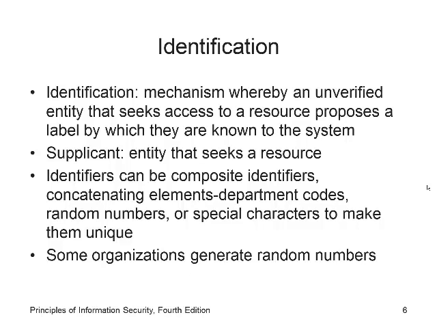Okay. The supplicant is the entity that seeks a resource, so you want to have access to something. You want to have access to the data, so you'd be the supplicant there. Okay, it says identifiers can be composed of concatenating elements: department codes, random numbers, student IDs even. Your identifier can be your name. It could be a number. It could be pretty much anything. It says some organizations generate random numbers. Now there's issues when your identification is based on random information. A lot of people tend to forget it. So that's why normally your username would be your name or your student ID, something like that.